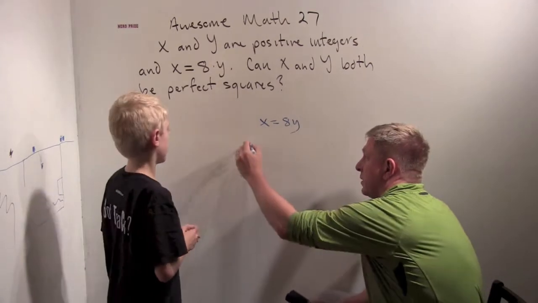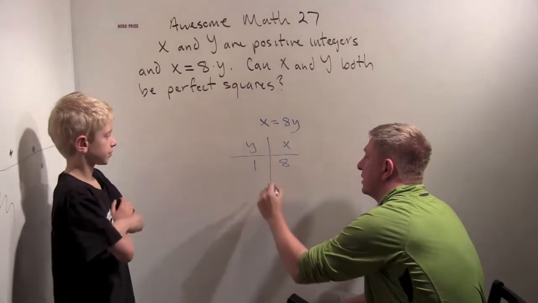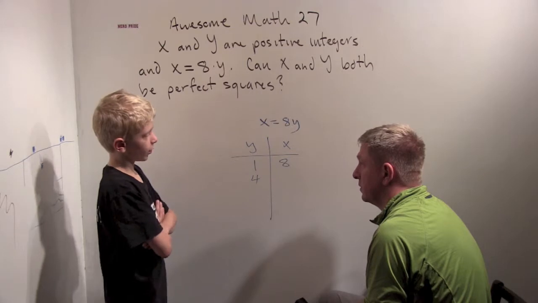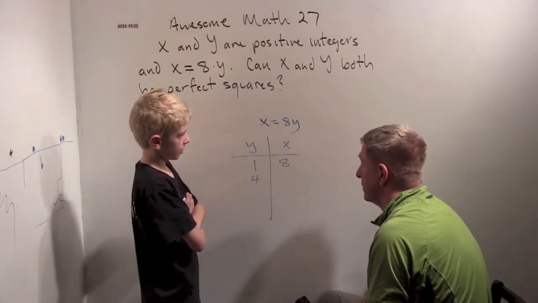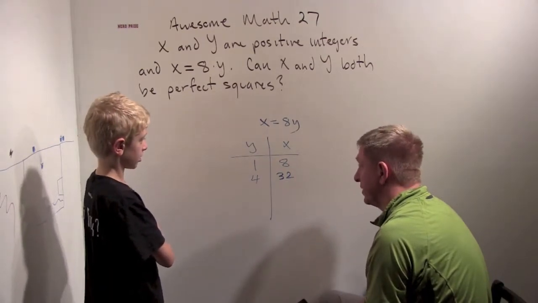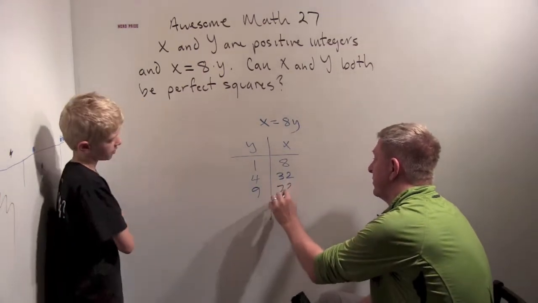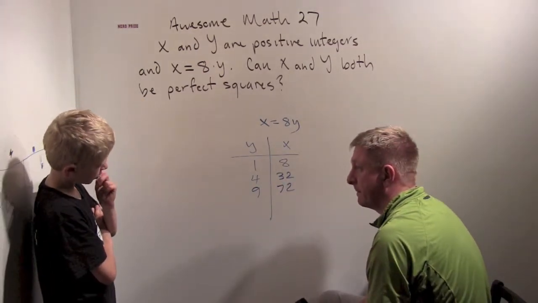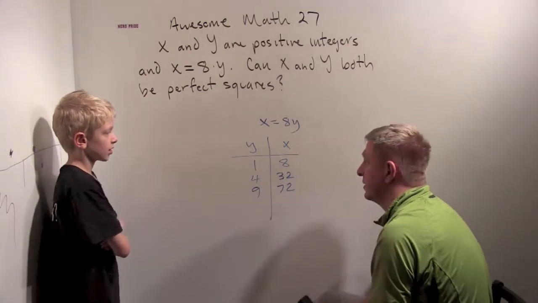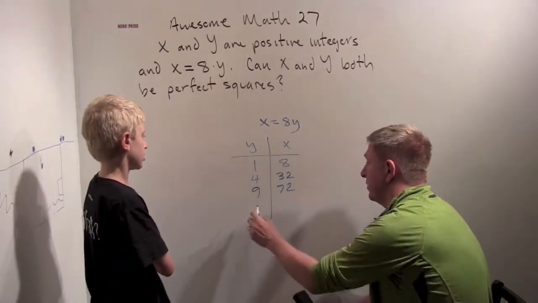With 2 squared, which is 4, 1 goes to 8 and 4 goes to 32. Is that a perfect square? No, 36 is. Okay, now 9 goes to 72. Is that a perfect square? I don't think so. 8 squared is 64 and 9 squared is 81. That's in between two perfect squares.